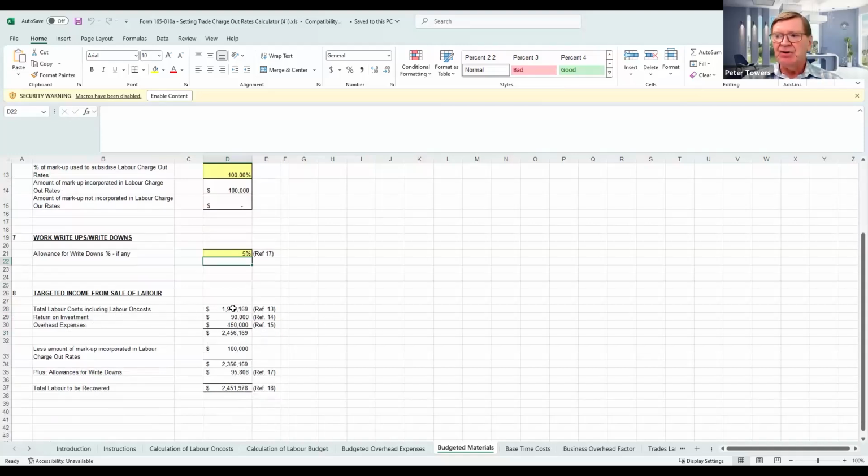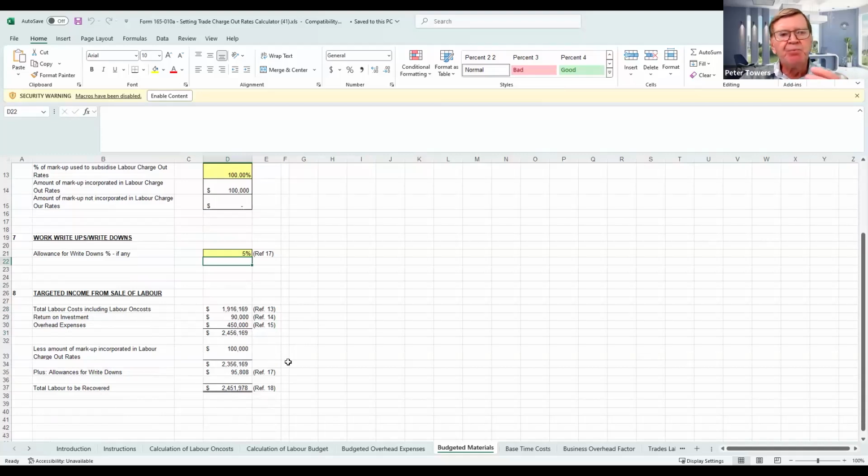The total labour, including labour on costs, and the reference numbers are shown for all these items, so you can see where they've come from. The total labour on cost is 1.9 million. The return on investment, the profit that your client's after, is $90,000. The overhead expenses were $450,000. So at that stage, we need to recover 2.4 million.